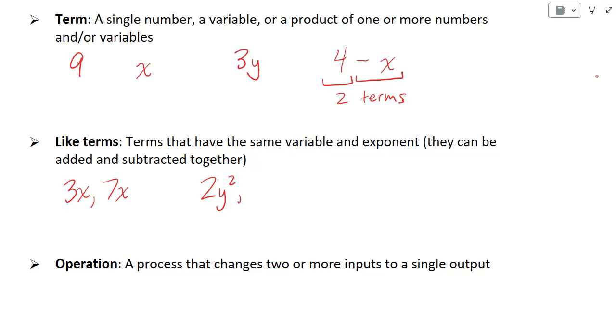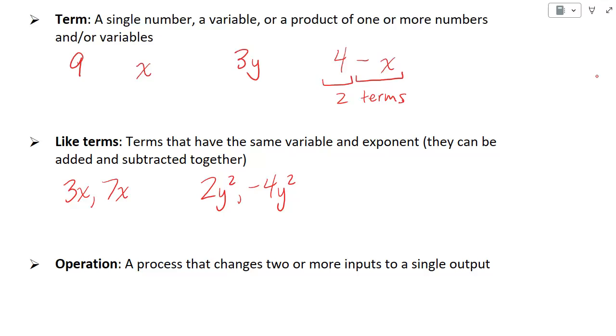2y squared and negative 4y squared. They both have the y, they both have the squared. Okay? So those are like terms. And in that case, to be able to add or subtract them, you would just add or subtract the coefficients, keep the variable and exponent the same. We'll get into that when we get into operating with different kinds of terms.